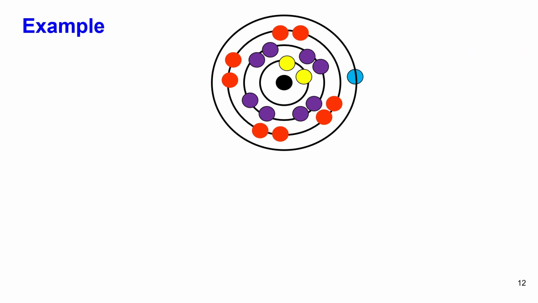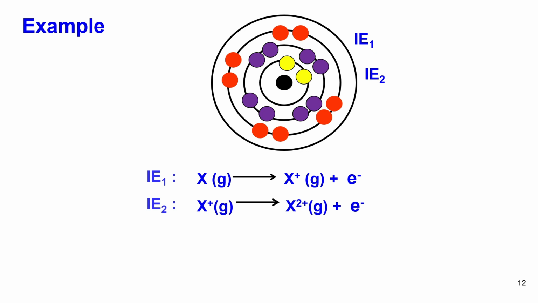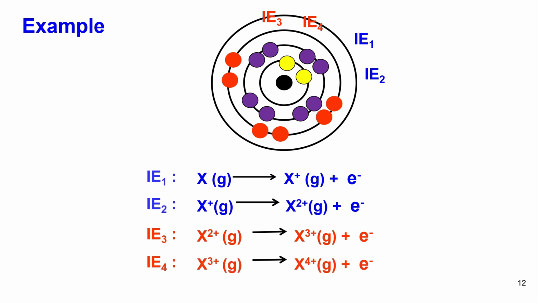When we remove the first electron, that is first ionization energy: remove IE1, X produces X+ plus e-. Second ionization energy removes the second electron, IE2. The third is IE3, and removing the fourth is IE4. So this is an example of what ionization energy means.